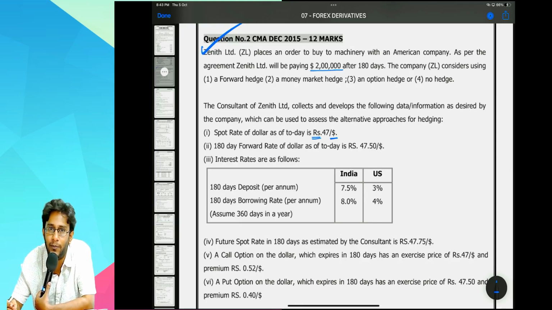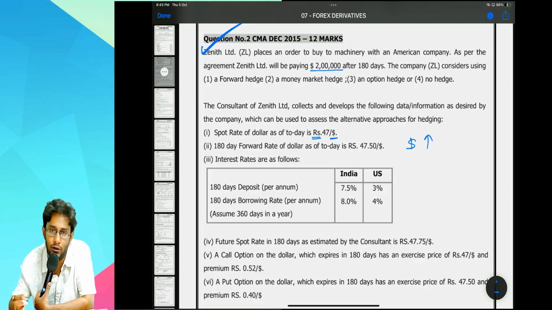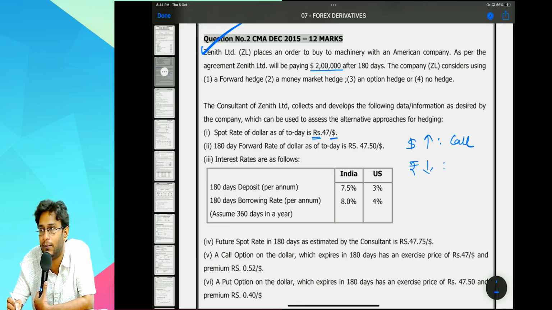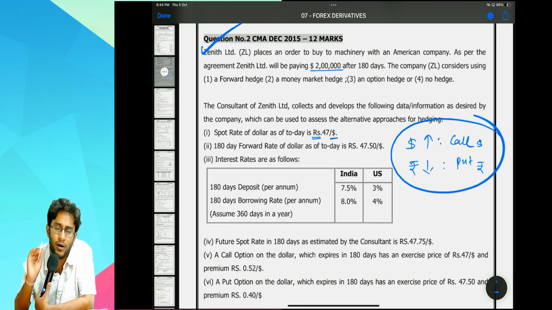Tell me, if I am buying dollars, what is the risk? Dollar rate may rise. If I am selling rupees, rupee rate may fall. So in a rising market, which option? Call option on dollar. Or in a falling market, which option will you buy? Put option on rupee. So call option on dollar or put option on rupee, these are the 2 choices you have. Keep this in your mind. Rest of the sum you already know, sir.